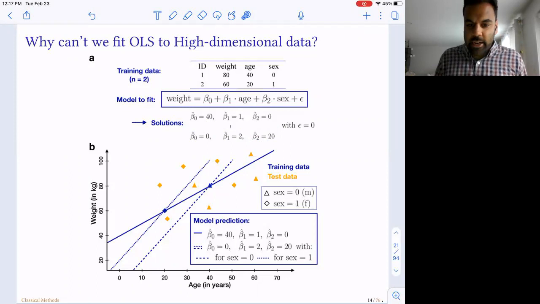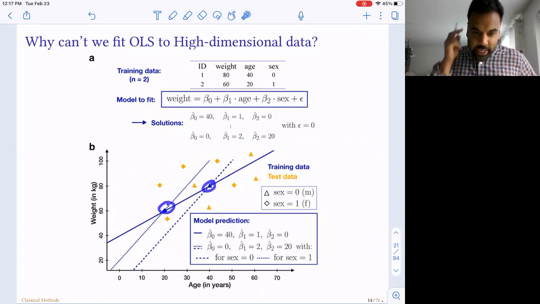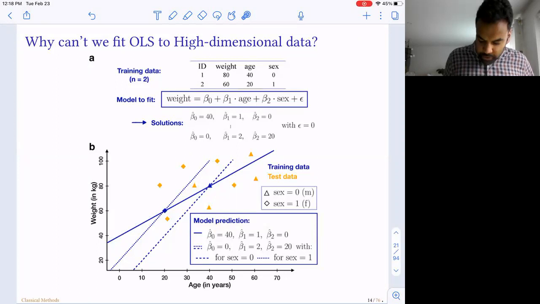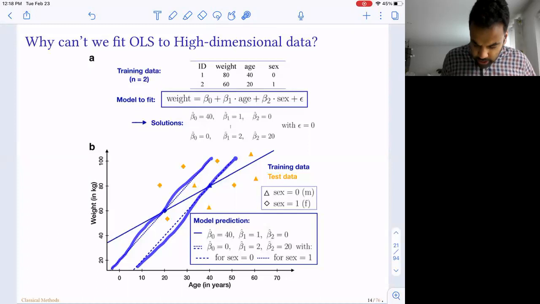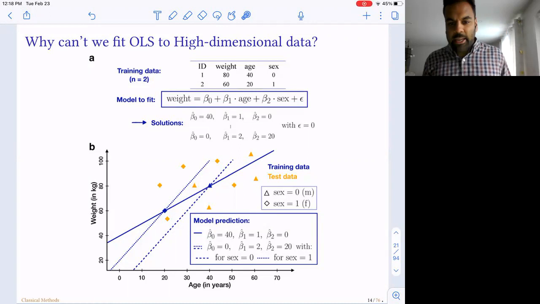That's what you can see in this solid line, which is one of those solutions. We have these two data points, which are our training data, and we're fitting the training data exactly using one of those solutions. Alternatively, we could also have a perfect fit as represented by these two dotted lines, which represent another exact solution. Again, the problem is that we don't know which one to pick, and moreover, we're clearly overfitting to the training data. We do a perfect job at fitting the training data, but a terrible job at fitting the test data.